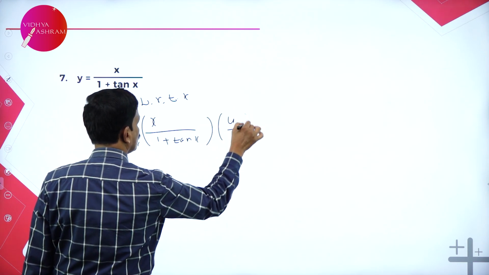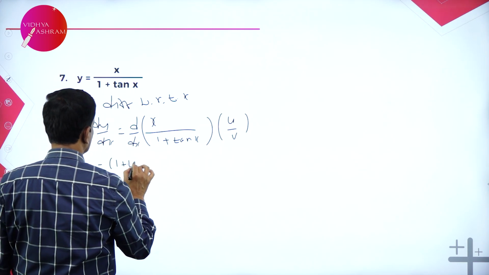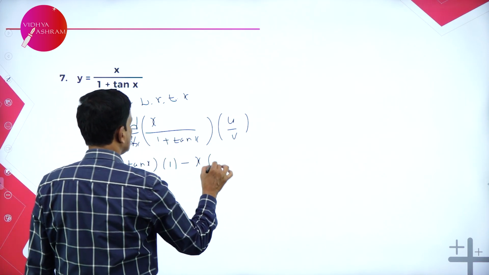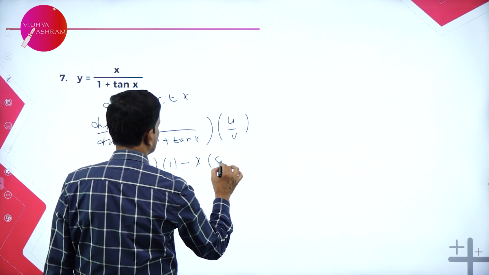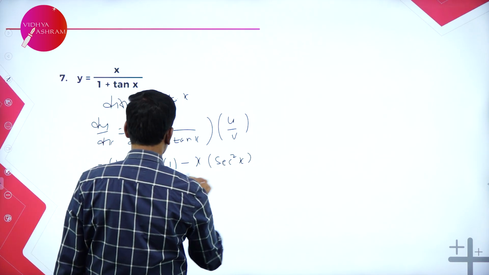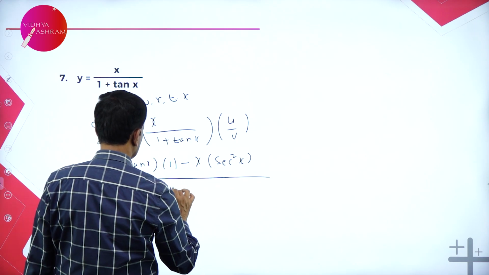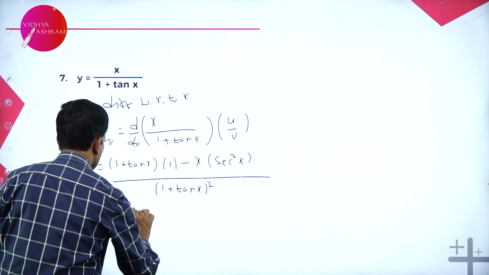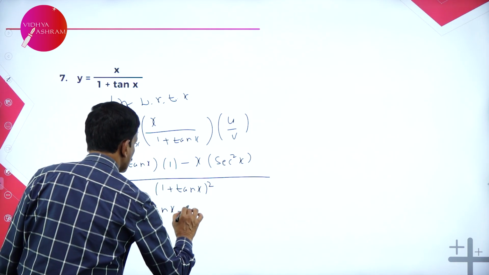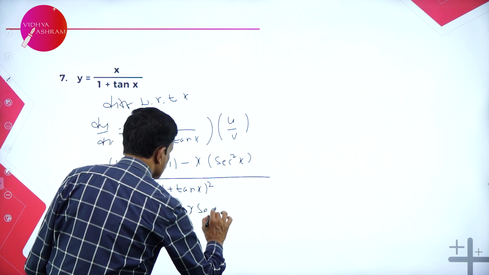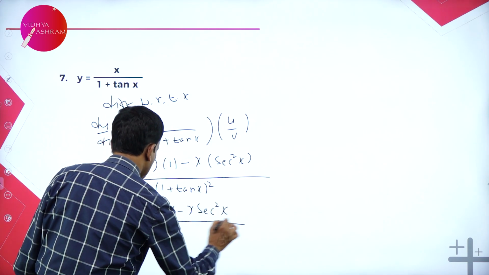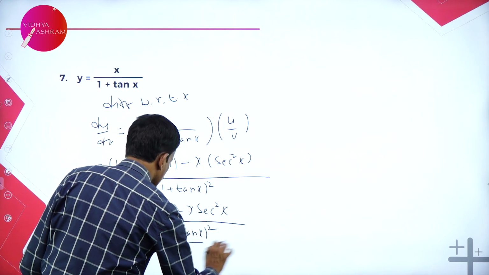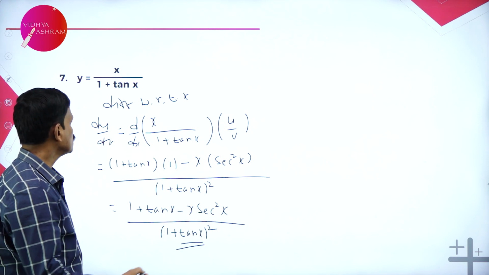Again, this is also the u by v method. Denominator 1 plus tan x into differentiation of x is 1, minus x into differentiation of denominator, 1 is 0, tan x is secant square x, divided by the denominator square, 1 plus tan x whole square. Now, this can be written as 1 plus tan x minus x secant square x, divided by the denominator square, 1 plus tan x whole square. This is how we are going to differentiate this problem.